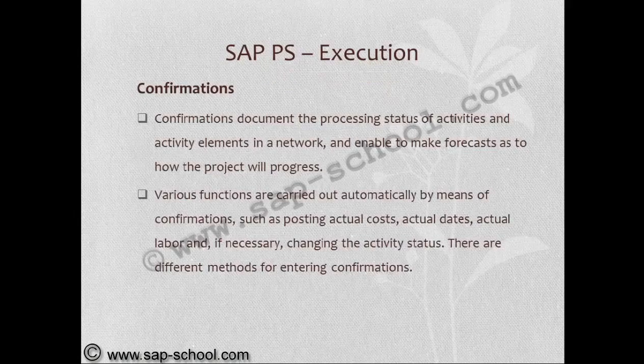Next, confirmations. Confirmation documents the processing status of activities and activity elements in a network and enables us to make forecasts as to how the project will progress. Various functions are carried out automatically by means of confirmations, such as posting actual costs, actual dates, actual labor, and if necessary, changing the activity status.